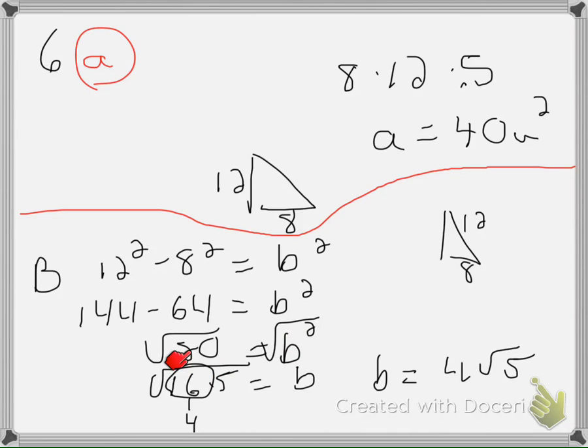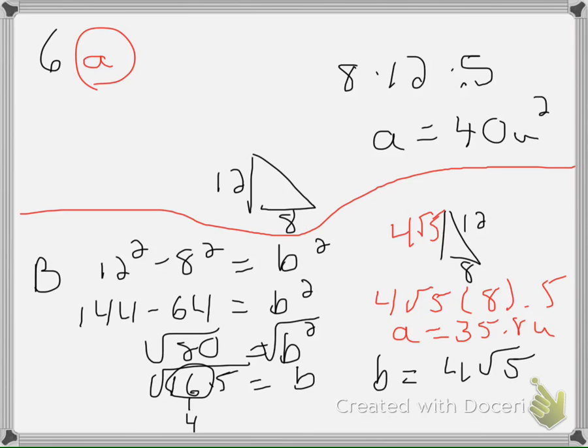Now I'm using the simplest radical form. So the biggest perfect square that can go into 80 is 16. Its square root is 4. So my base is 4 square root of 5, but I'm not done. I have to take 4 square root of 5 and multiply it times 8 and then multiply by 0.5. So 4 square root 5 times 8 times 0.5. And I got 35.8. I rounded that answer. So the area equals 35.8 units squared.